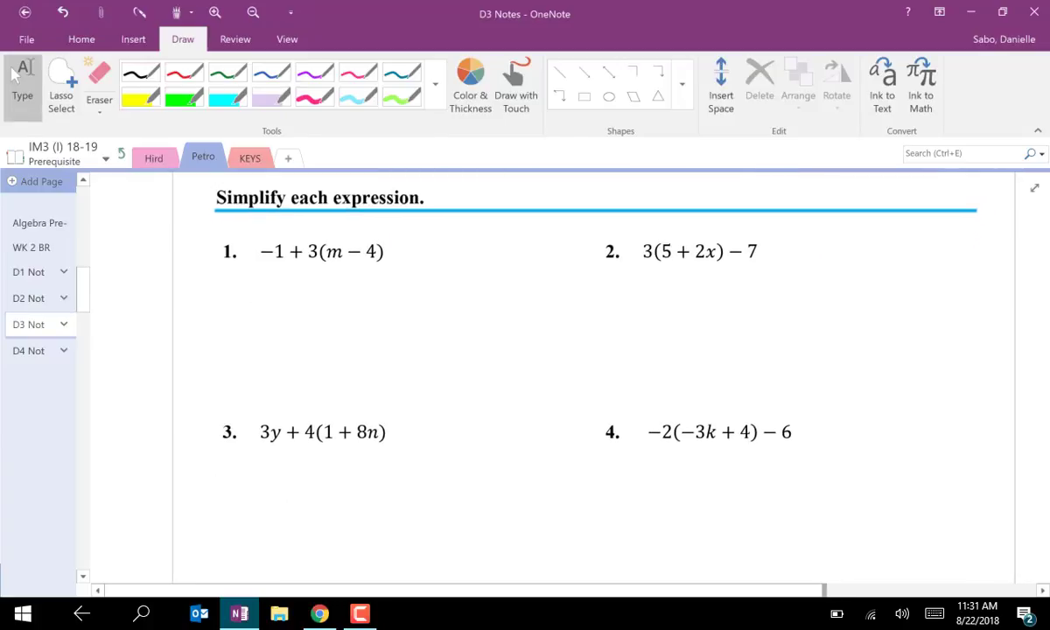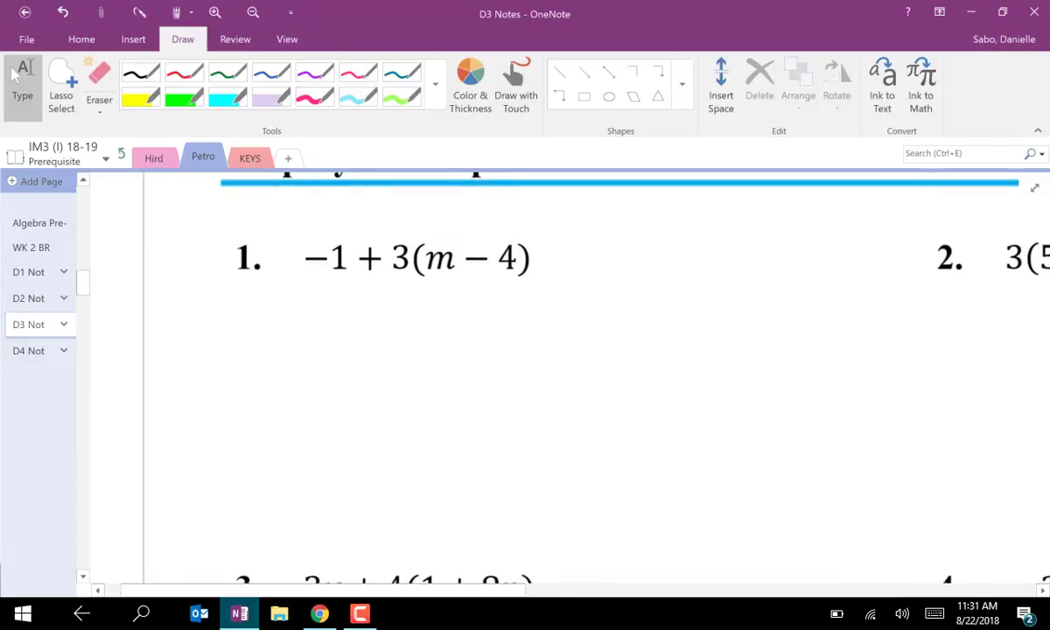Okay, simplify each expression. I can't express enough how much I've seen this on the SAT. The simplifying of expressions. I would say something like number 4 would be one of the ones that you would probably see on those more advanced tests. So I'm going to do one with you. Let's do 1. What would you do first in this situation? What do you think?